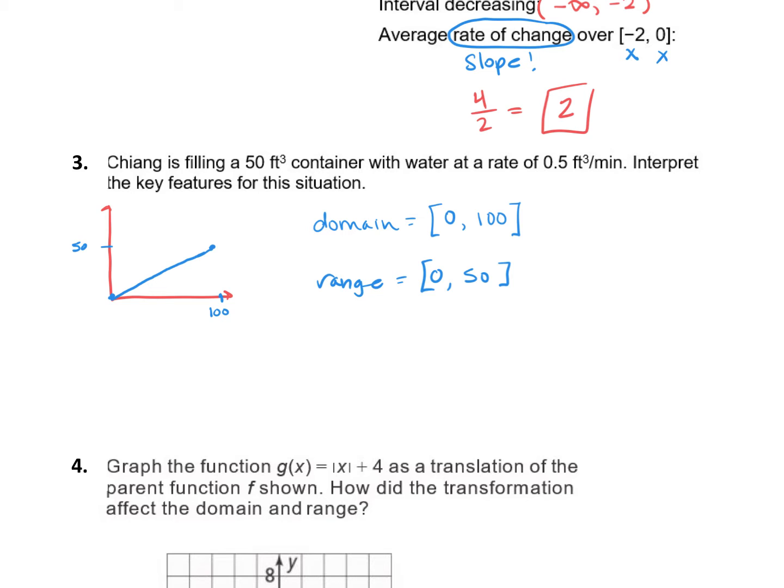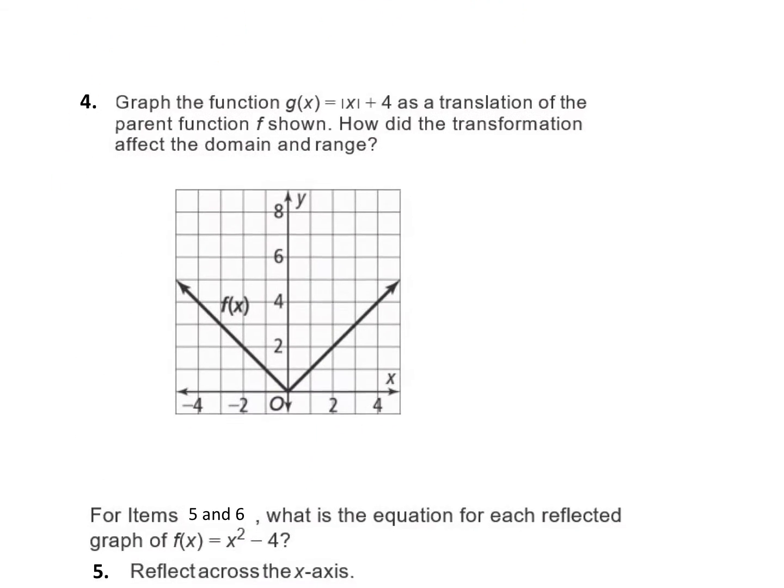Let's see, domain, range. I think we're going to call it good there with domain and range. For a problem similar to this, I think understanding a visual and then you can answer a domain and range question makes that helpful. All right, number 4.